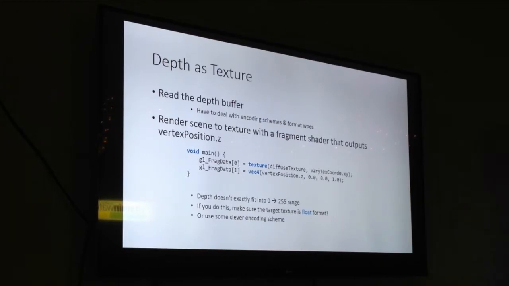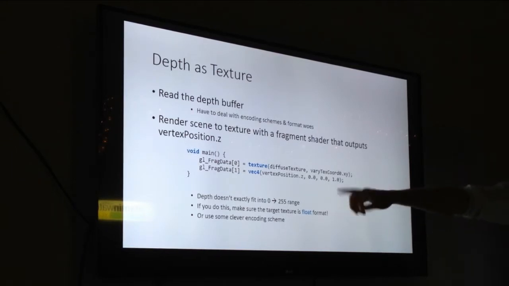Which comes to the other way that I prefer, which is using a fragment shader that outputs the vertex Z position, as in the R channel. You just render to a texture, except in the red channel, you just output the depth from the vertex position Z. Now, you've got to be careful here.